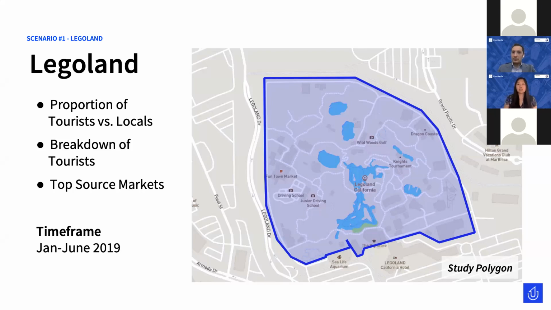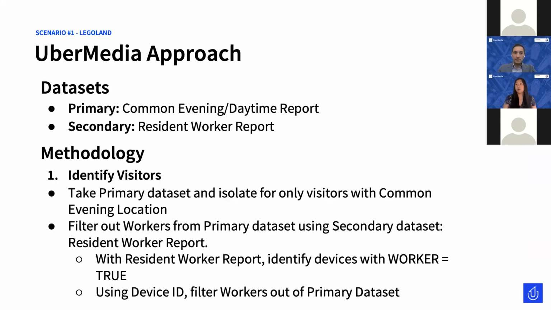So you saw some of the data sets, but I'm going to tell you how you use the data sets here. The primary data sets that we used for this analysis were our common evening and daytime location report. And then we also have one that looks at whether a device is a resident or worker within that location. We have a lot of clients who say, I don't want to count the workers in the data. That's going to end up skewing the data.